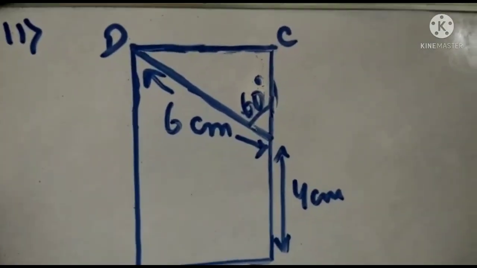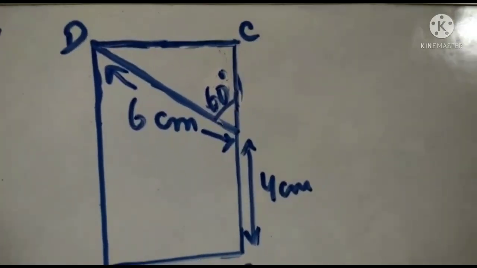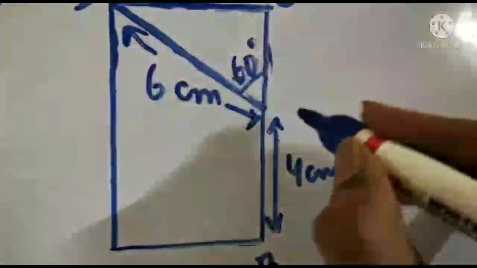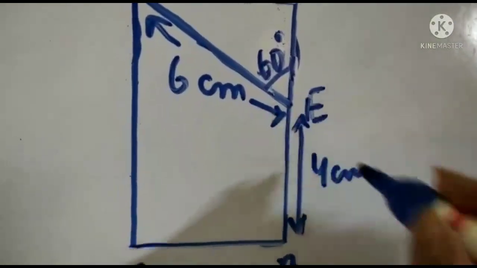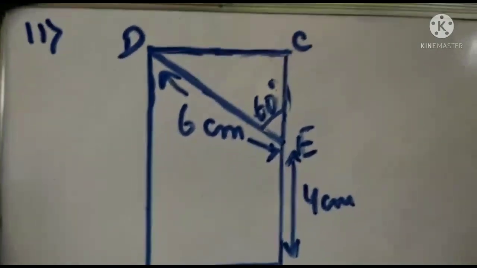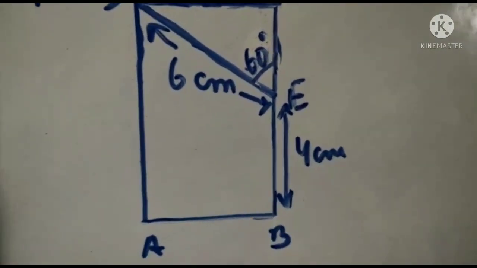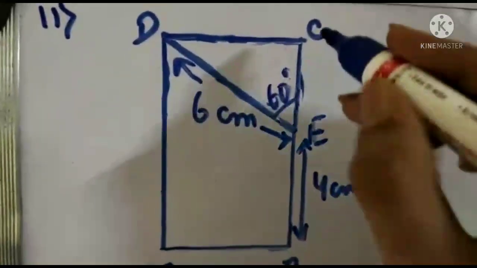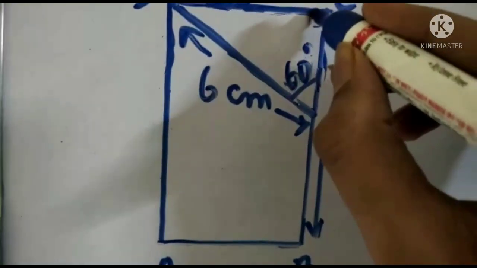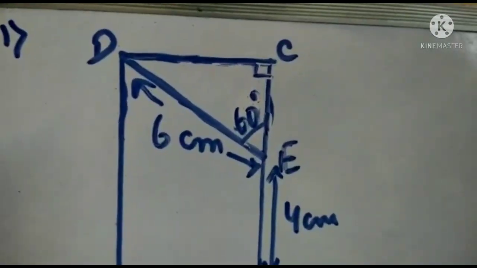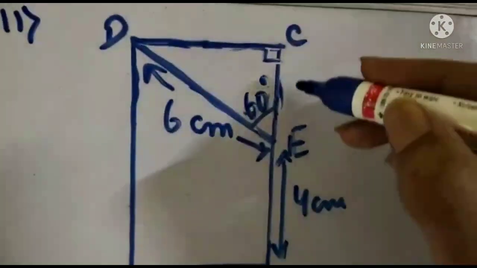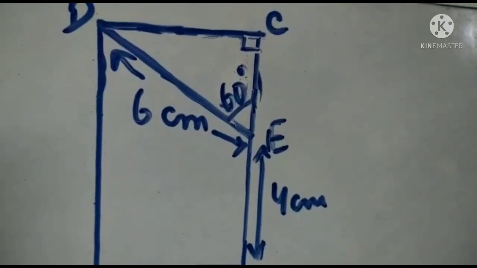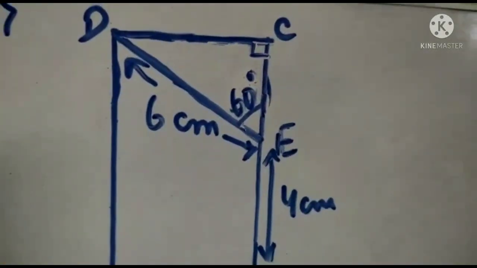So see, I have drawn the figure. A, B, C, D, and E is given in the book. Yes, this is E. Now see, from here BE we know is 4 centimeter. Then what will be CE? See, in this right angle triangle, angle C is right angle. So if angle C is right angle, then CE is the base, DE is the hypotenuse, and DC is the perpendicular. So see here, hypotenuse is given, we have to find base.